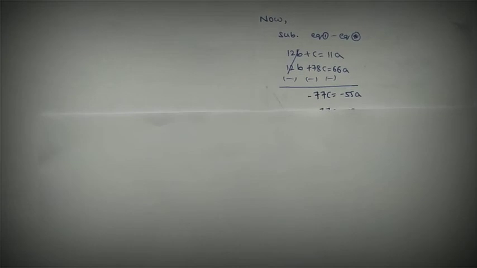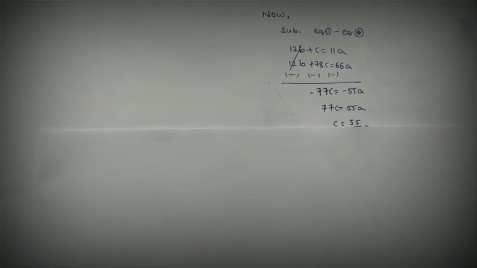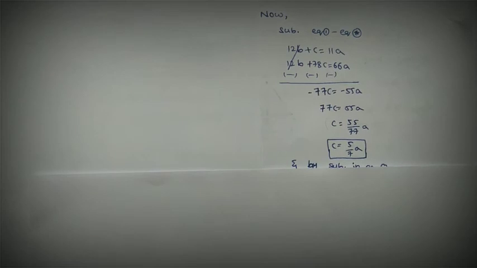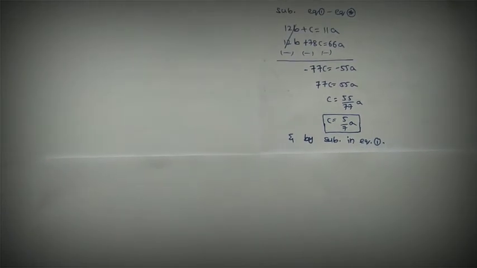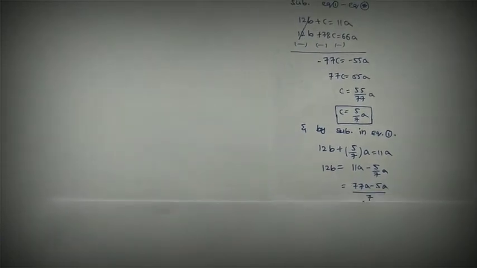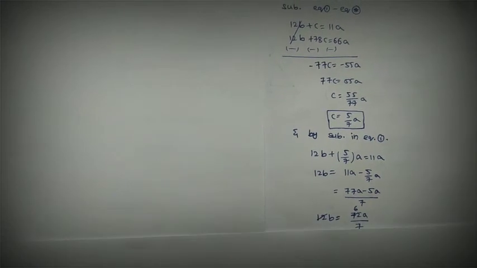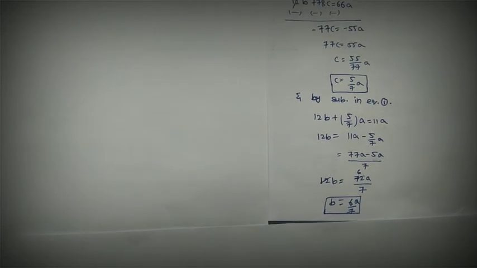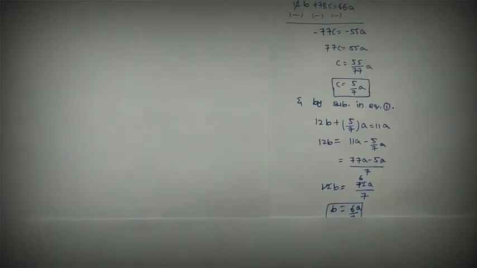So what do I get is minus 77c equals minus 55a. I'm sorry. On cancelling the minus and sending this 77 down, we will get 5 by 7a, on cancelling with 11. By substituting c in equation 1, we get 12b plus 5 by 7a equals 11a. I am sending this 5 by 7a to that side, which means I am adding minus 5 by 7a on both sides. So I'll get 12b equals 72a by 7, which will be b equals 6a by 7.